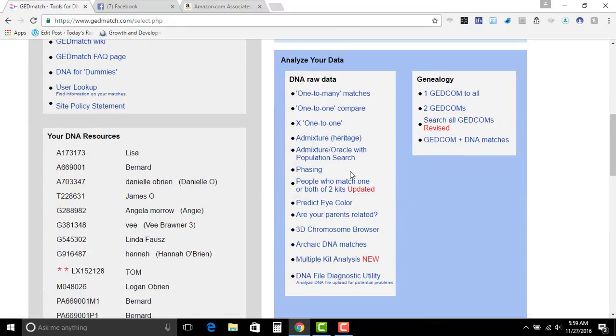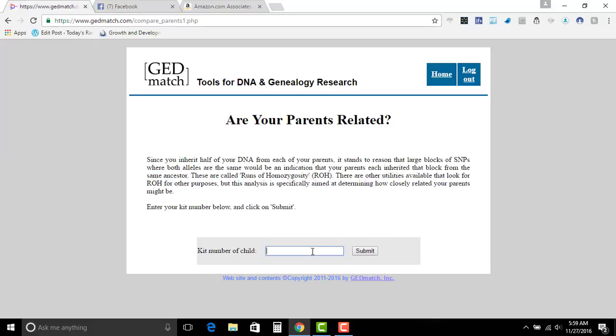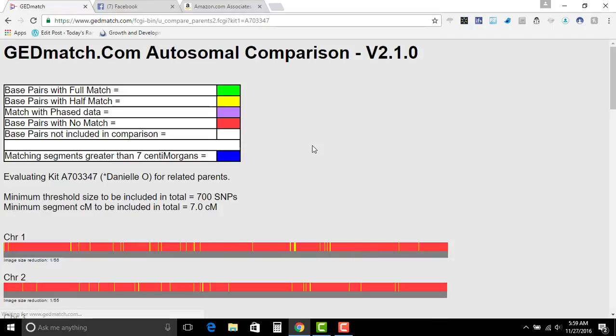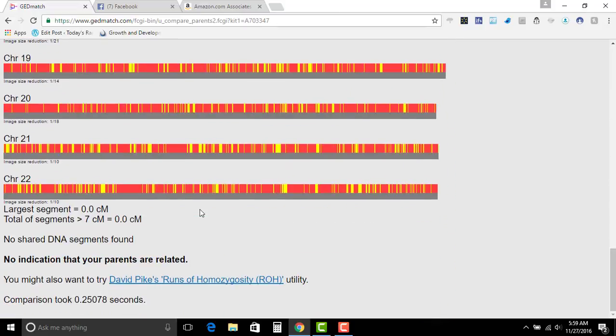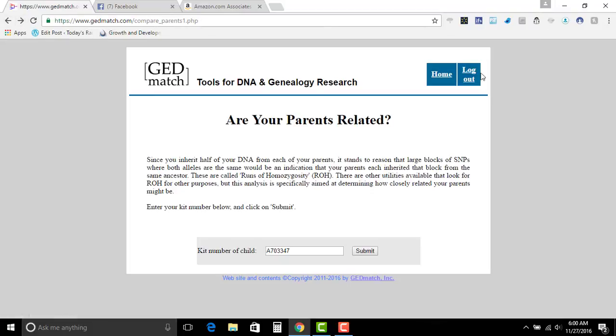Another thing that's on here is, are your parents related? So we're just going to do my kit number. Basically, it compares your DNA and looks for information like a large amount of DNA that you shouldn't have that much. But as you can see, no indication that my parents are related. It's just another little tool on here to use.